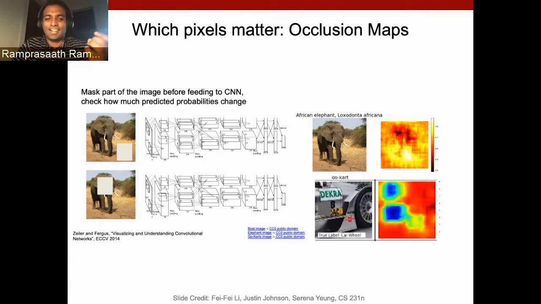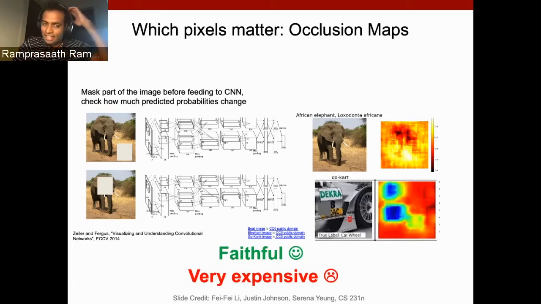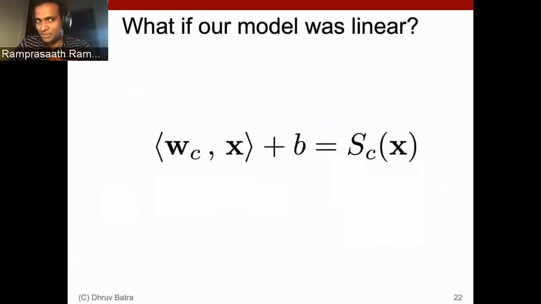This approach is definitely faithful, because we are clearly getting to see what kind of pixels change the probabilities of the classes that we care about. But it's also very expensive and in some cases very heuristic. It's expensive because you have to place this gray patch at each part of the image. If your image is, let's say, 224 by 224, you need to do about 1 million forward passes to get this. So we'll be looking at much faster ways to do this.